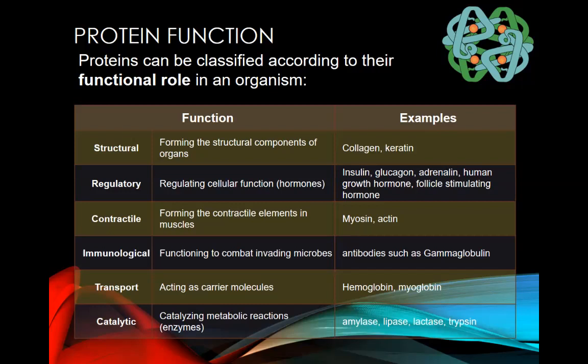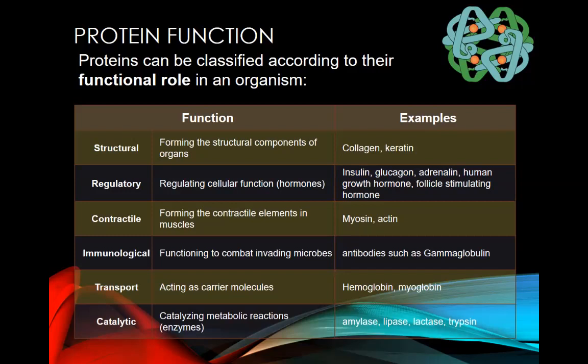You have your contractile proteins. So if you're writing something down or even typing on your computer right now, in both cases, you're moving. Those movements are possible because of proteins like myosin and actin, which allow for the movement of the muscles in your body. You have your immunological proteins. These are the ones that help to fight invading microbes or other things that are kind of attacking your body, so gamma globulin or something like that.